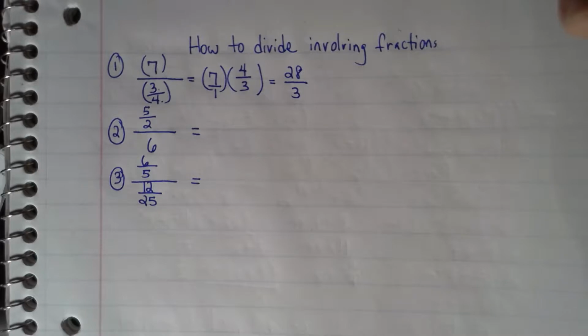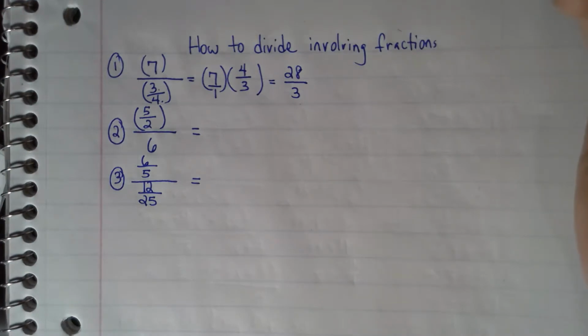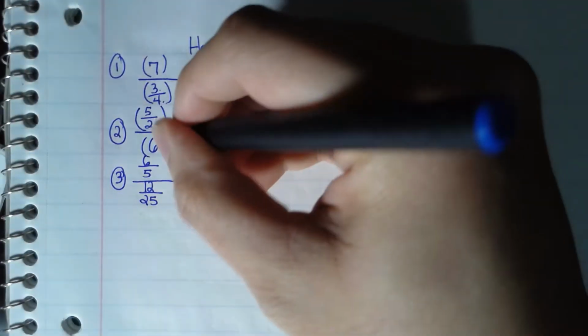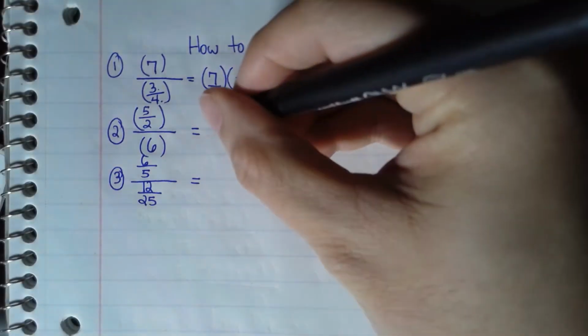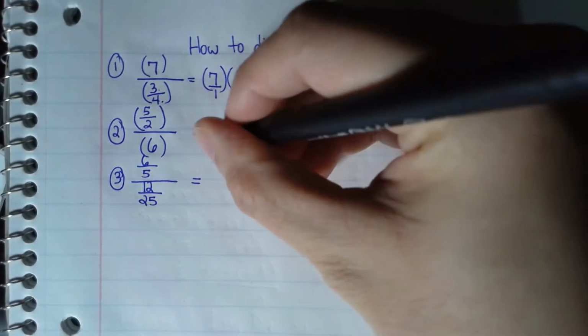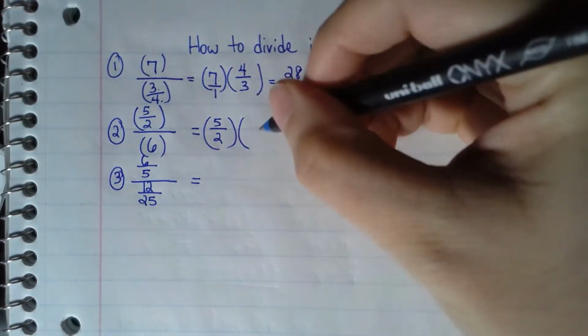We're just going to repeat the pattern for example 2. On the numerator, we have 5/2. On the denominator, we have 6. We're going to copy the top once more, which is 5/2. Instead of dividing, we're going to multiply.